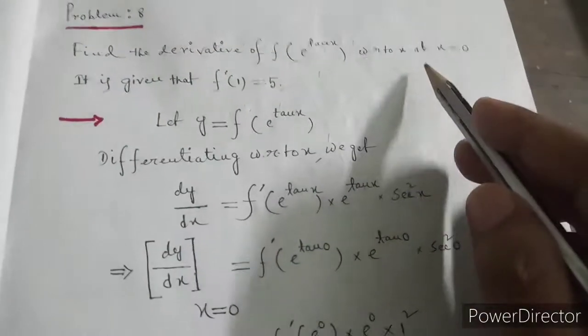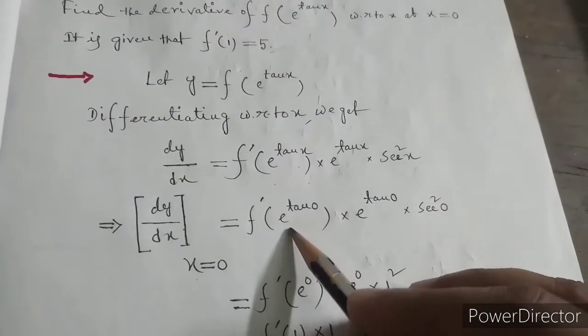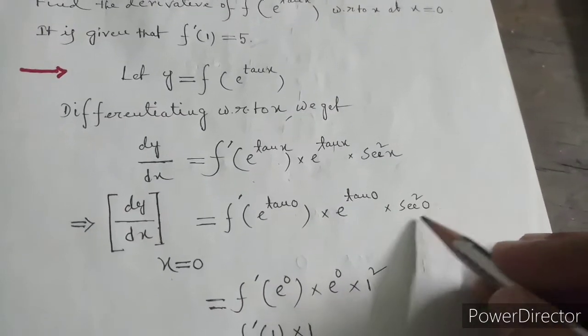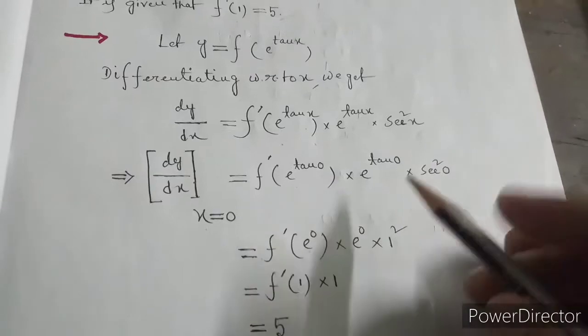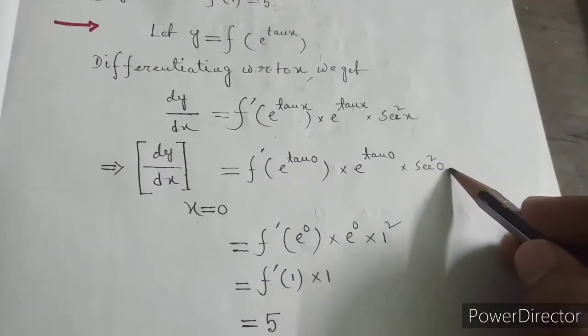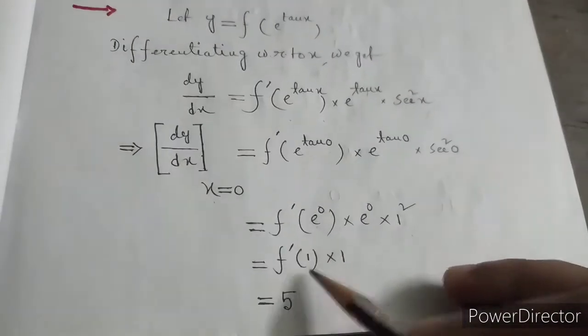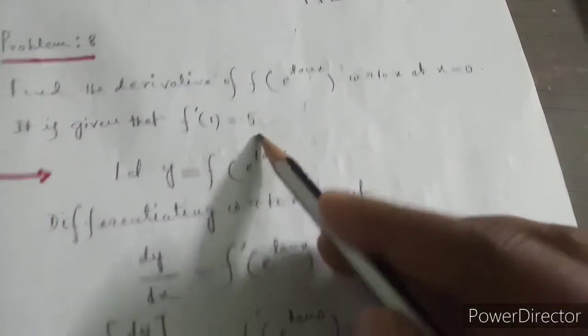Clear? So now dy/dx at the point x equal to 0. So dy/dx at the point x equal to 0 is f dash of e to the power tan 0 into e to the power tan 0 into sec square 0. Look at that, tan 0 is 0, so e to the power 0, and sec 0 is 1, so 1 square. So it should be e to the power 0 means 1, and e to the power 0 is 1. So f dash of 1 into 1. So now it is given that f dash of 1 equals 5. Put it here.